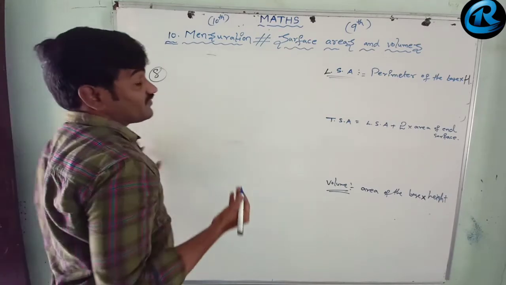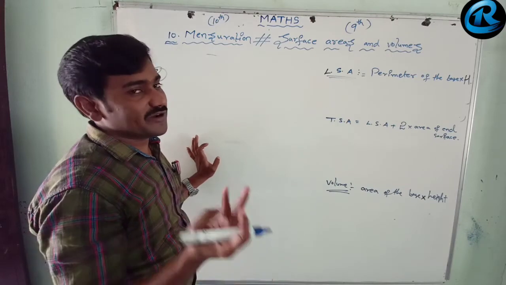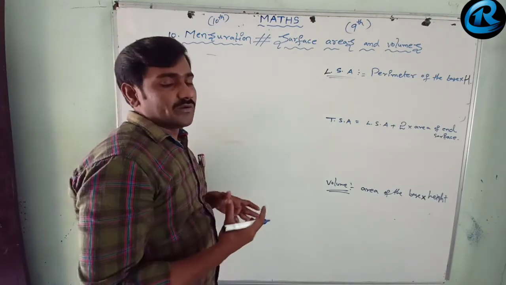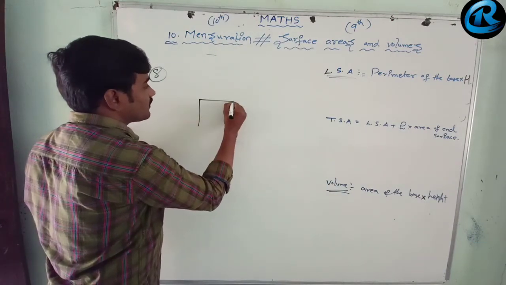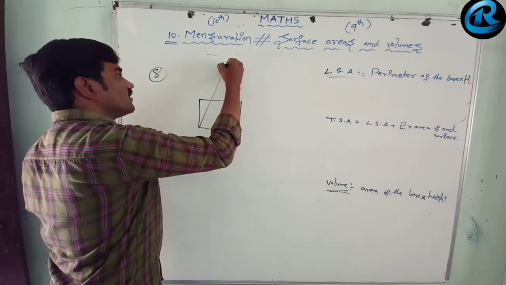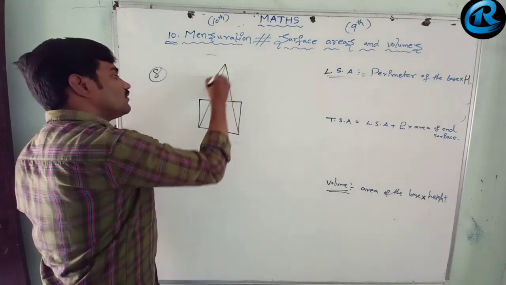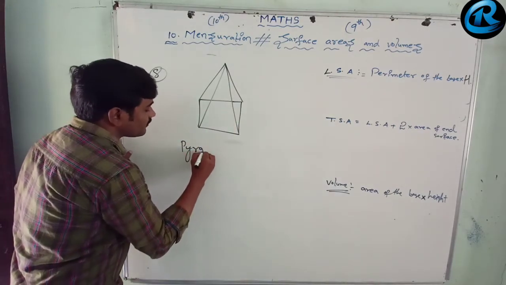So there will be different kinds of pyramids: triangular pyramid, square pyramid, rectangular pyramid, pentagonal, hexagonal, heptagonal, whatever. The base you can write as you wish. So let's go for a square pyramid once. If a square is the base of the pyramid, that's called a square pyramid. What is the meaning of a pyramid now? What is called a pyramid?